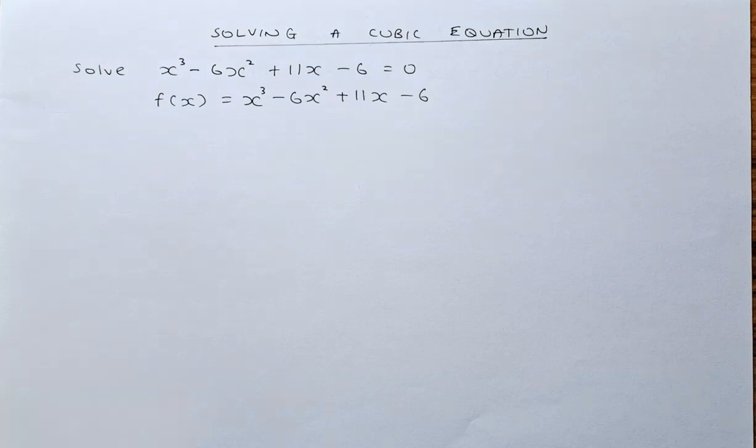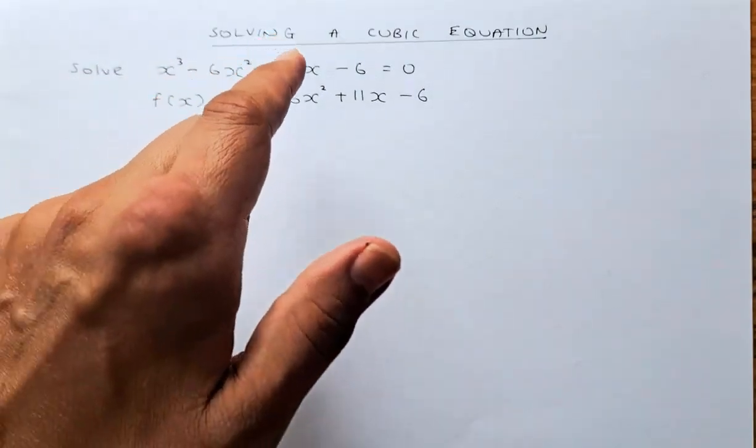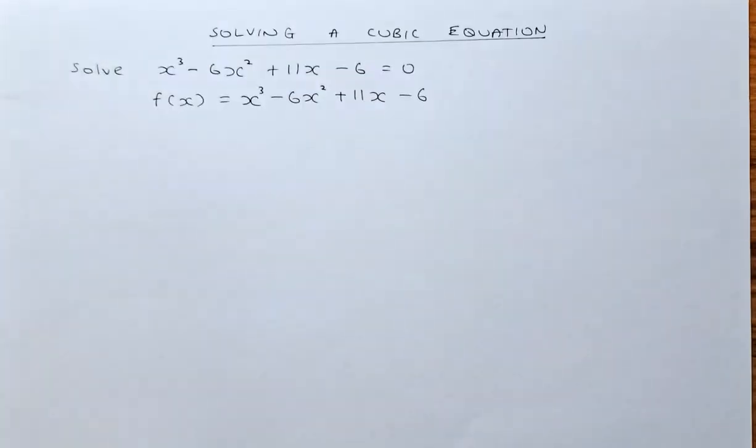In this video, we are going to learn how to solve a cubic equation. A cubic equation has a cube in the equation, so x cubed, x squared, x and then a constant. So the general equation can be converted into the function f(x) equal to x cubed minus 6x squared plus 11x minus 6. The first step in solving a cubic function is to find the factors of that equation.